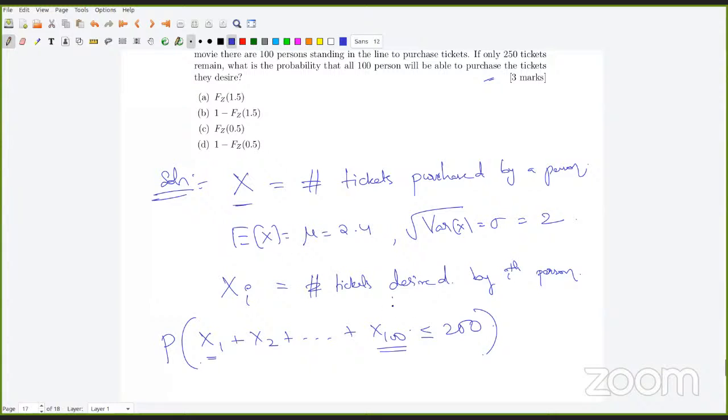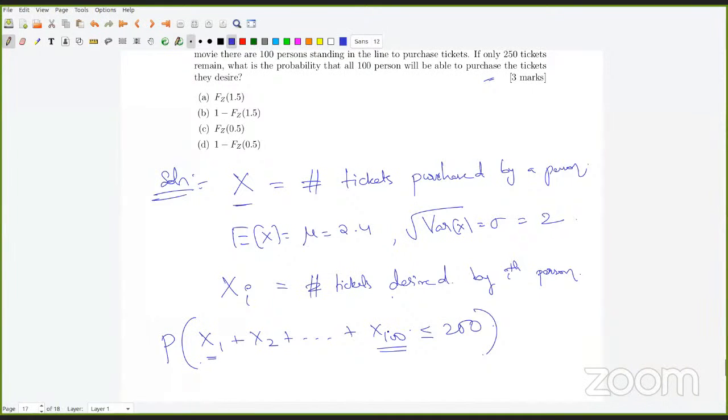x_i represents the number of tickets desired by the ith person. So this summation will give me the number of tickets desired by these 100 people. So this desire should be satisfied. When will this get satisfied? If this sum is less than or equal to 250, they will get tickets. If this sum is more than 250, then a few people's desire may not get satisfied.